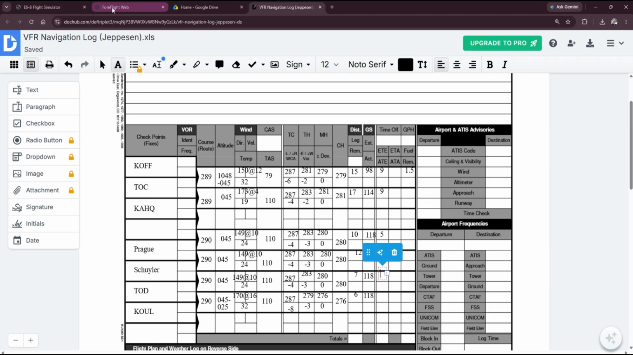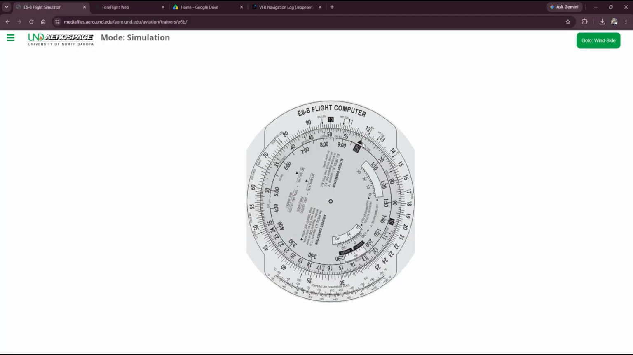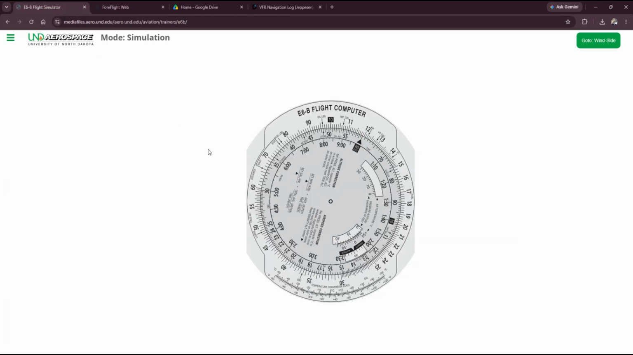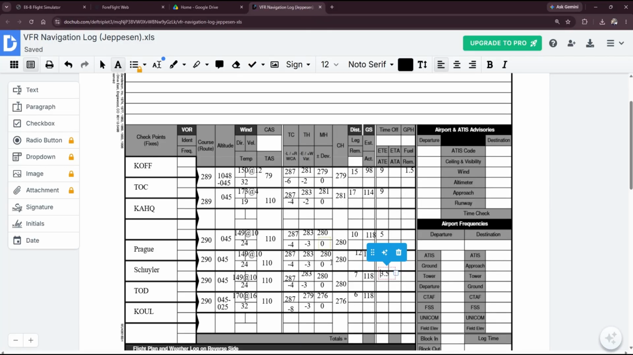So I'll come back over to my E6B. It's already on the 118, and then for 7 miles, yep, correct. It's going to be pretty quick, 3.5 minutes. It's not 35 minutes, you've got to use a little bit of common sense. So 3.5 minutes, and then I would assume the 6 miles is going to take us probably 3 minutes. So at 118 for 6 miles, dead on, 3 minutes.